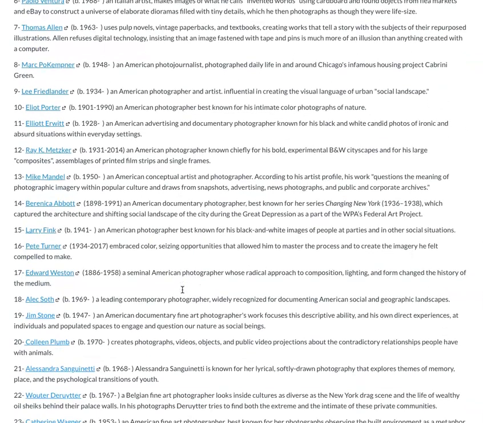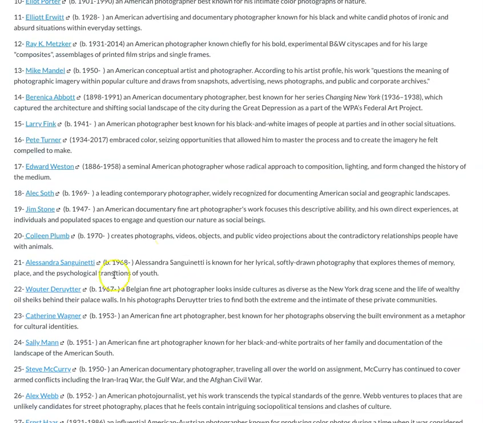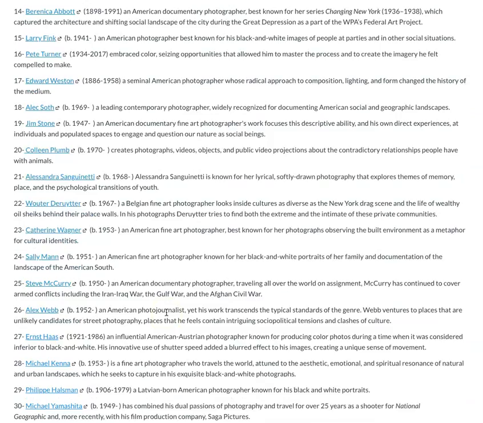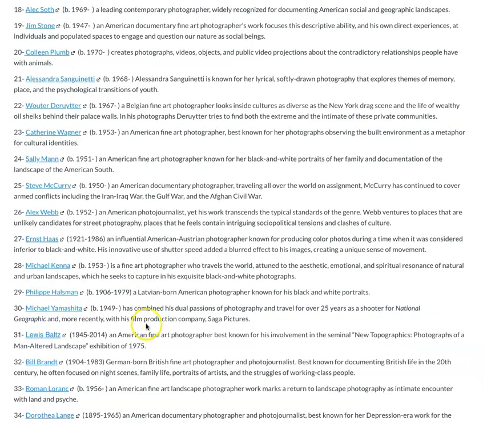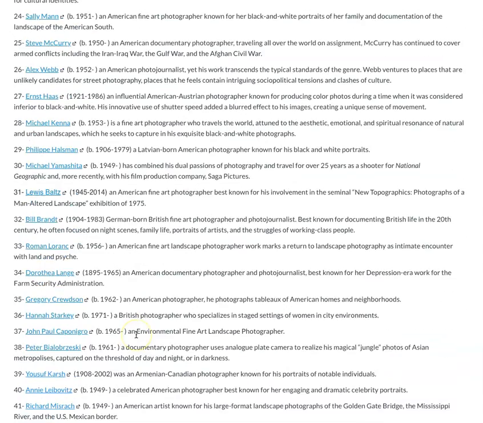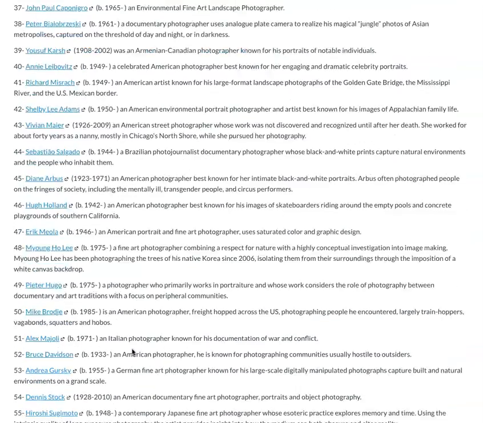So let's say maybe you decided to have Larry Fink be the photographer that you use as a source of information, but you didn't get a chance to look at Catherine Wagner's work. So take a few minutes to be inspired and learn about Michael Kenna or Louis Boltz. These are all really fabulous photographers, and the more you look at photographers' photographs and their work and think about composition, the better your photographs will be.